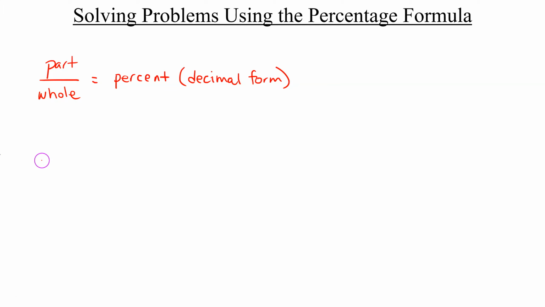Our textbook uses slightly different words, but really it's the same formula. So they say for part, it's portion. And instead of whole, base. And instead of using the word percent, it's the word rate. And then we can abbreviate this to P over B equals R. And again, this is in decimal form.